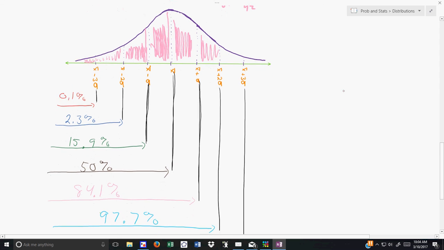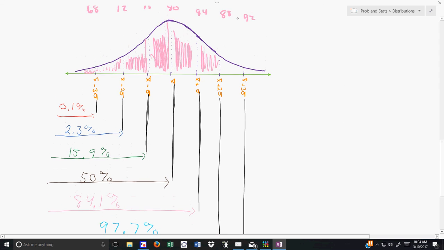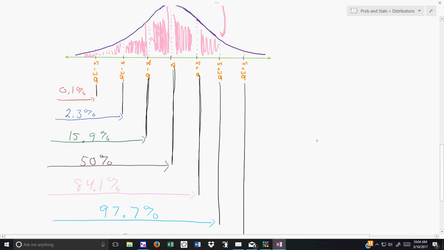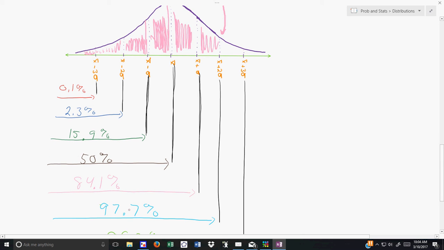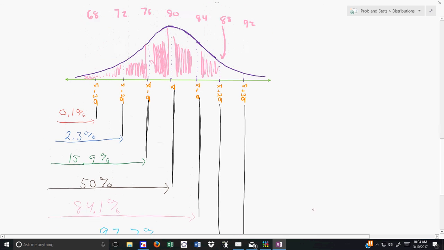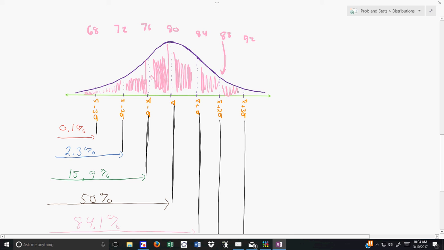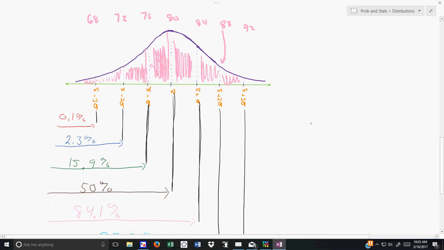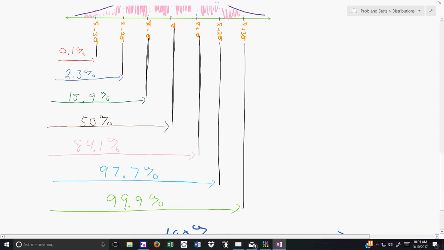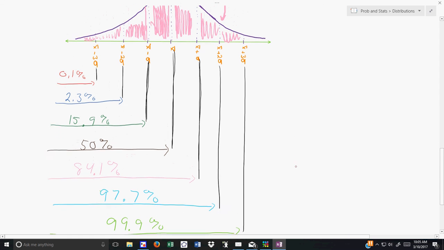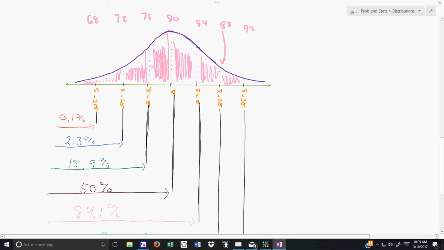So if you score an 88 on this test, it means that you are in the 97.7 percentile. You're about 98% in the 98th percentile. And if you scored a 92, that goes from 0 all the way, so you're adding all of these up. If you scored a 92, you're in the 99.9th percentile. This means you did better than 99.9% of the other students.